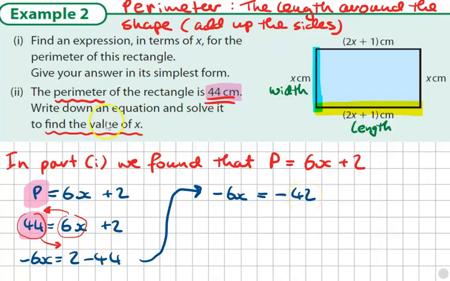And remember, we want to find the value of x. We want to solve for x, get x on its own. So since there's a minus 6 stuck onto the x, we're going to divide both sides by minus 6, because what you do to the left, you do to the right. What you do to the right, you do to the left. So dividing both sides by minus 6, minus 6 divided by minus 6 is 1. So we have 1x on the left. And minus 42 divided by minus 6 is positive 7. A minus divided by minus is a plus, and 42 divided by 6 is 7. And 1x is just x. So we were asked to find the value of x, and x is equal to 7.